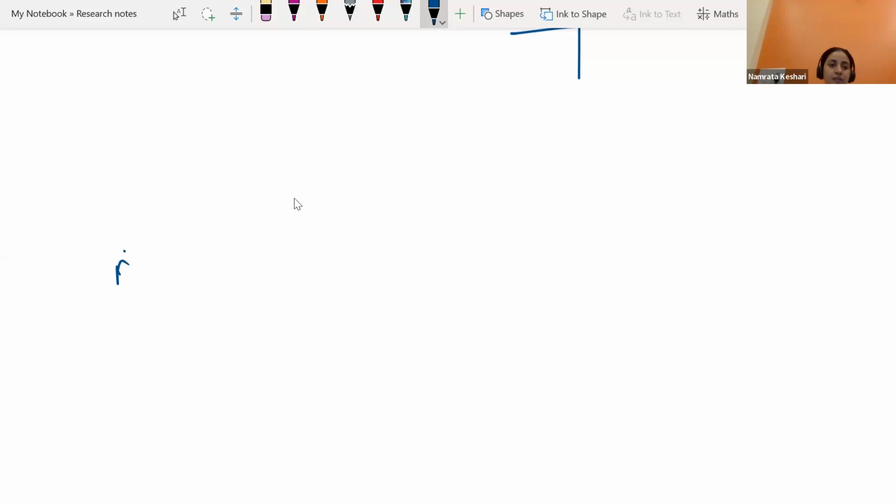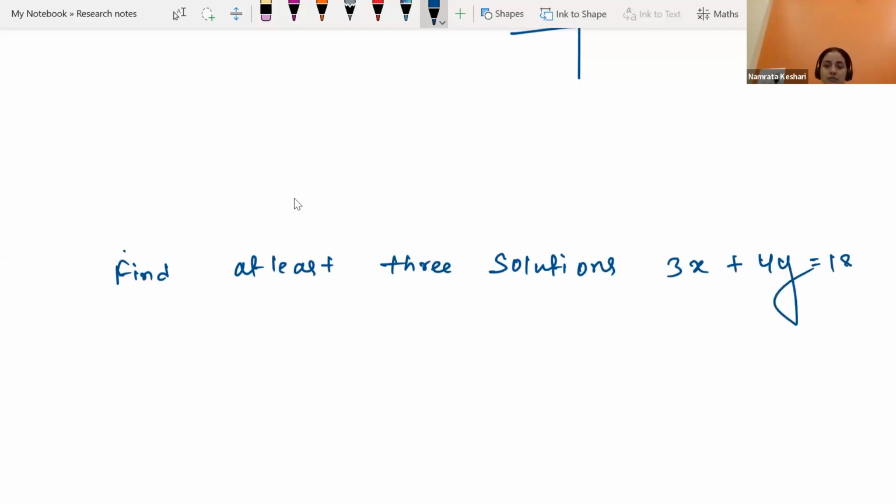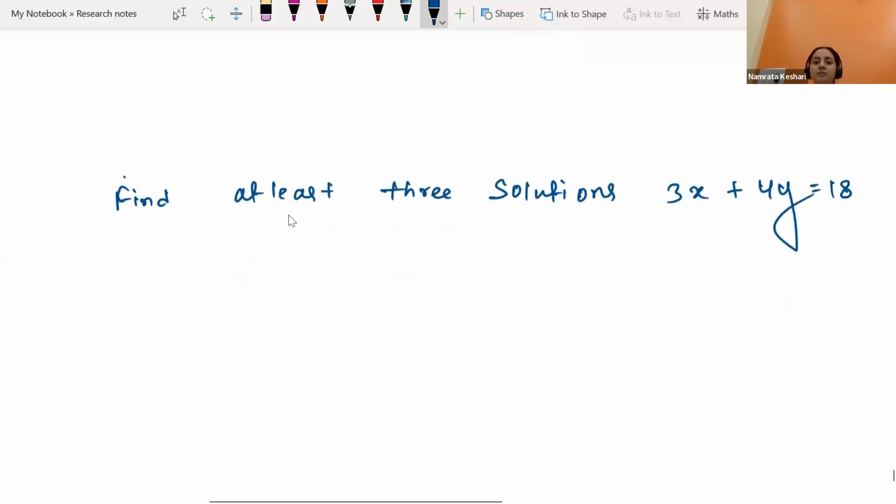Find at least three solutions of this equation: 3x plus 4y is equal to 18. Please do it now. This one you must be able to do. Please do it and let me know what points you are getting.